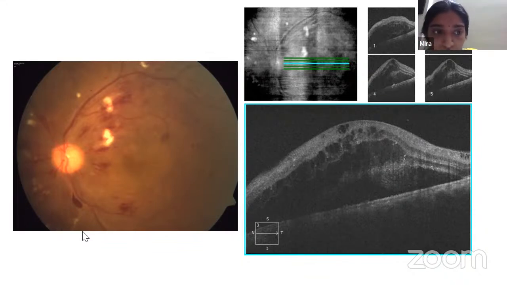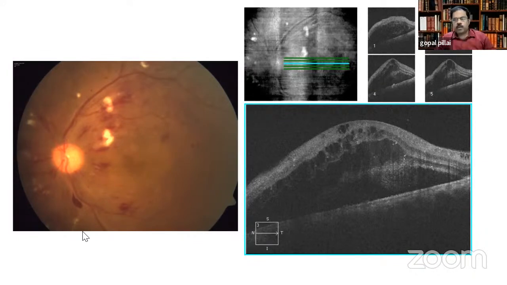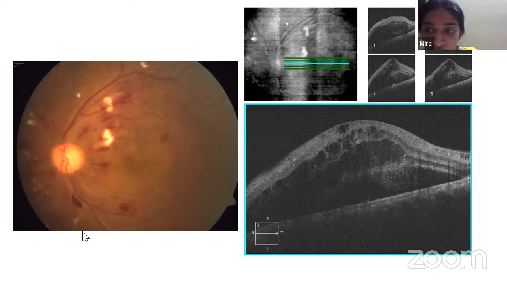So comparing it with the clinical picture, suggestive of a central retinal vein occlusion, non-ischemic central retinal vein occlusion. Actually, in this particular patient, bilateral. Yeah, this is the same patient you are talking about. Yes, sir. Bilateral CRVO.